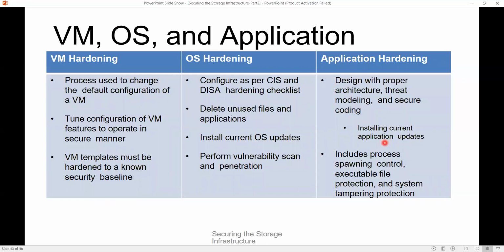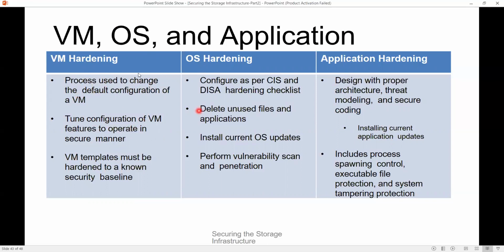Next is VM hardening, OS hardening, and application hardening. As you already know, hardening is securing a system so that it's less vulnerable to threats. So this is much clearer now. Virtual machine hardening means the process used to change the default configuration of the VM, right? So that means tuning the configuration of VM features to operate in a secure manner.